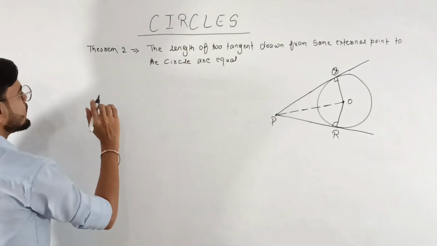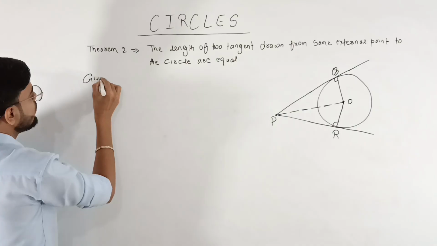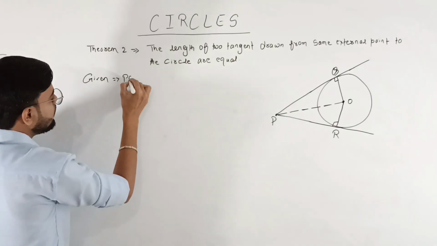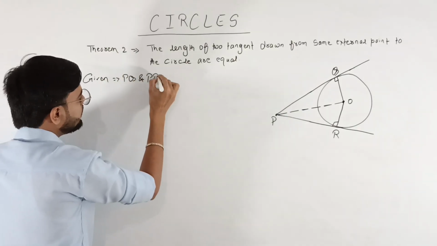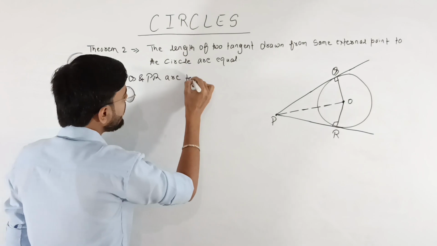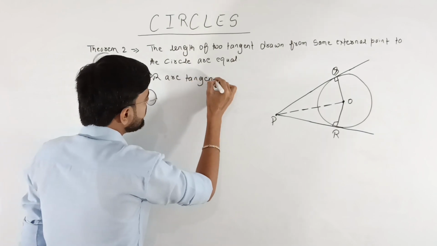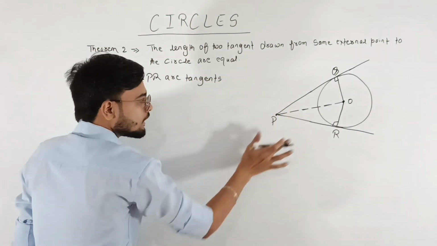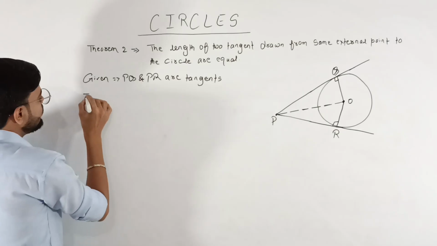For this, first I write what is given. So given is what? PQ and PR are tangents for this circle, and what we have to prove?